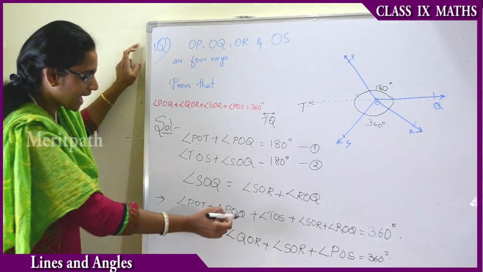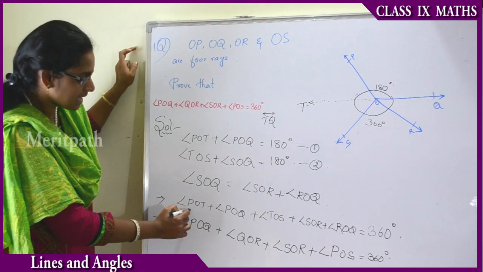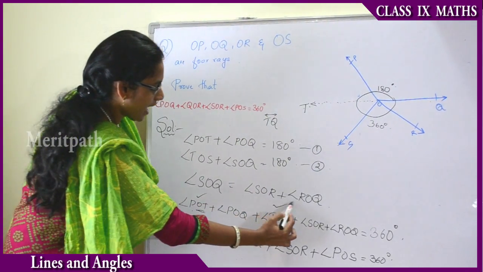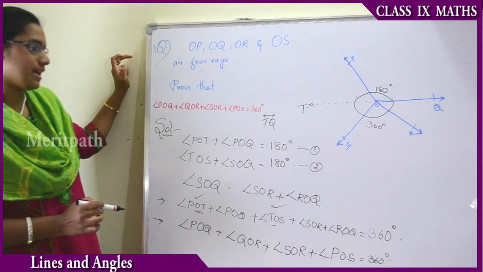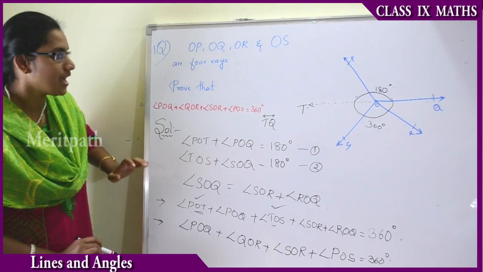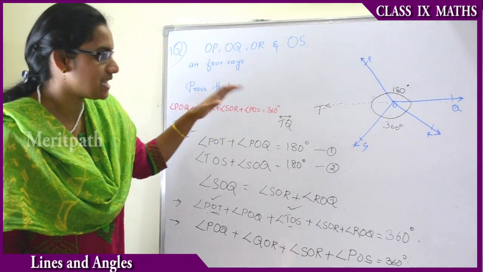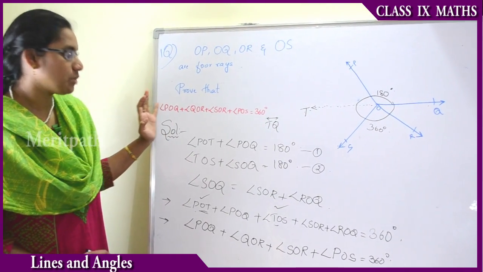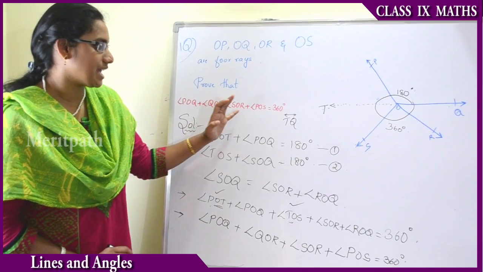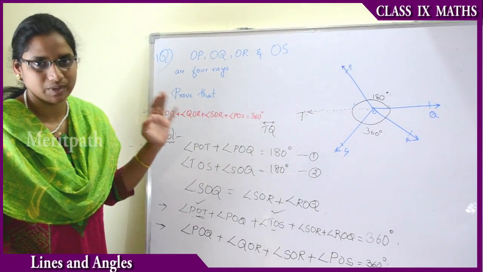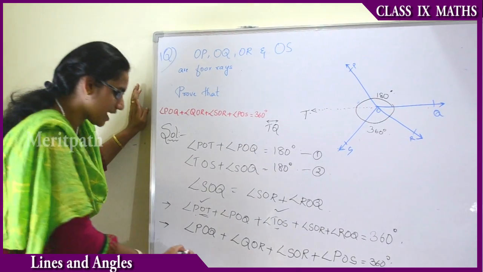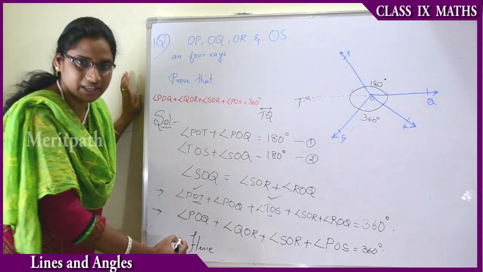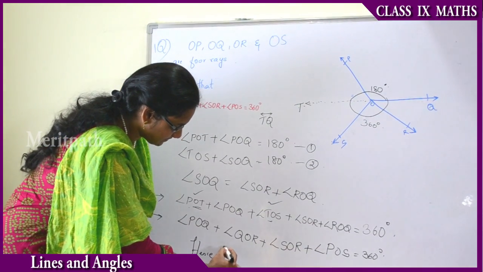We are representing angle POT plus angle TOS as angle POS. Therefore, we can conclude that the sum of the four angles equals 360 degrees, that is, angle POQ plus angle QOR plus angle SOR plus angle POS equals 360 degrees. Hence, we have proved that the sum of the angles equals 360 degrees.